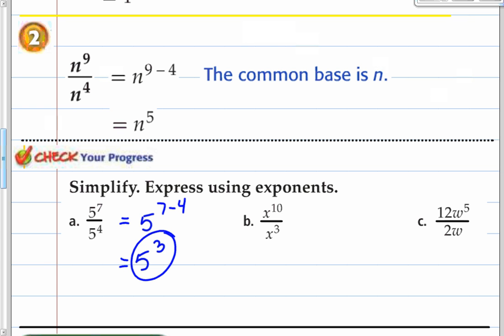Second one, same thing. The bases are the same, they're x. So you just subtract the top exponent minus the bottom exponent and write it on one of the x's. So we have x to the 7th power.